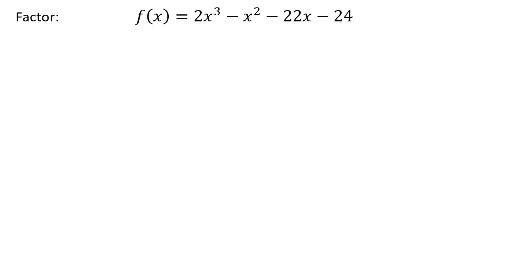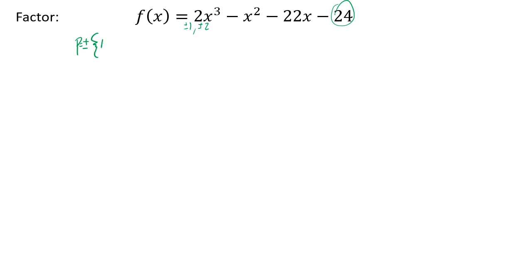Okay, we're talking about the rational zeros theorem. Let's look at another example here. So, like usual, we're going to start by writing out what p is. Well, p is going to be plus or minus the factors of 24, because again, the factors of 2 would be plus or minus 1 and plus or minus 2.